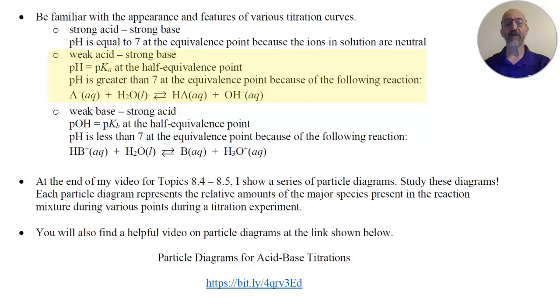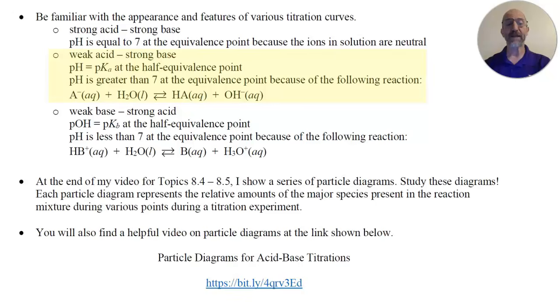Why? Because of the following reaction. The presence of that conjugate base in solution, represented as A minus, reacts with water and produces a little bit of hydroxide ions, so the pH is going to be greater than 7 because the solution is slightly basic at the equivalence point.